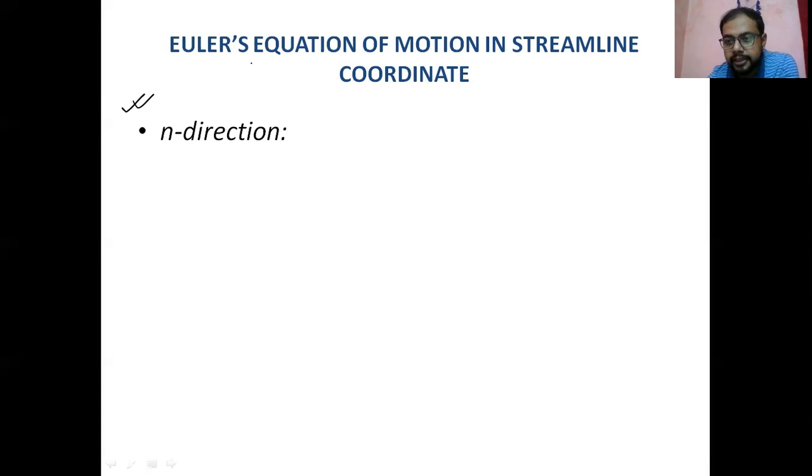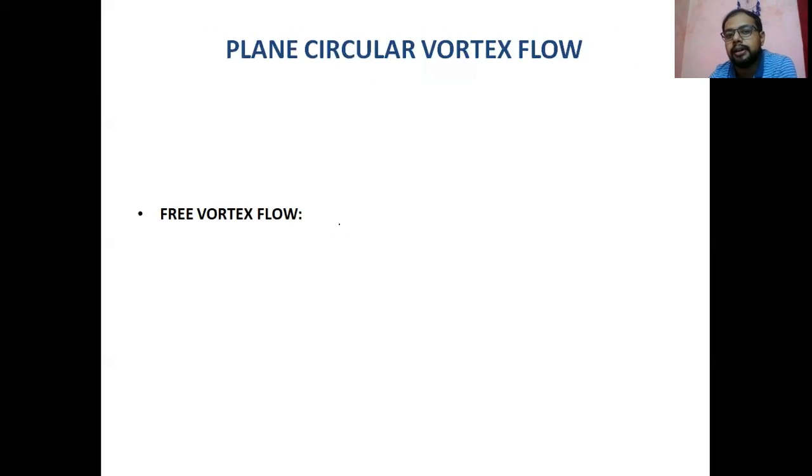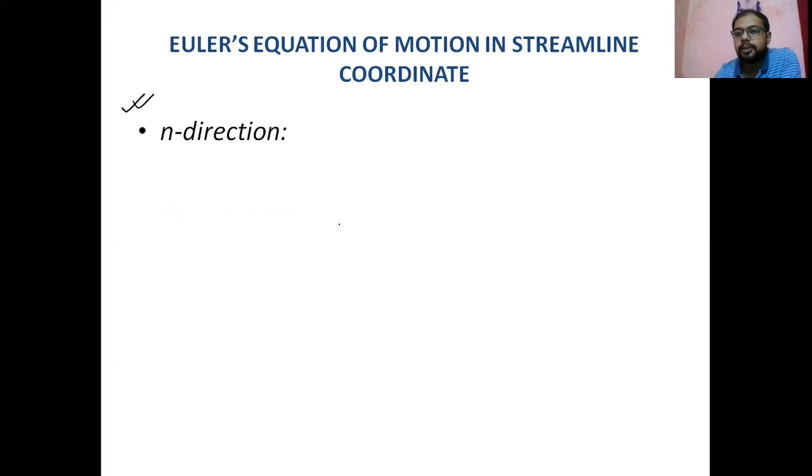So here we finish this lecture. Next we'll see the Euler's equation in the streamline coordinate. Then we'll come to the plane circular vortex flow. How it happens is the most important thing. There are also some real examples, like tornado and cyclone, and how it acts there; we'll discuss this part also. And free vortex flow and forced vortex flow, all these things we will discuss. Because of this, the direction normal to the streamline is much more important. So here we wind up this part. Next lecture we'll discuss the N direction.